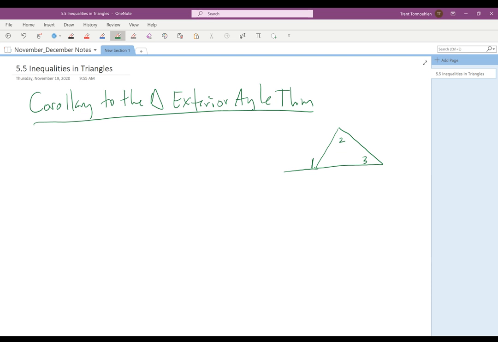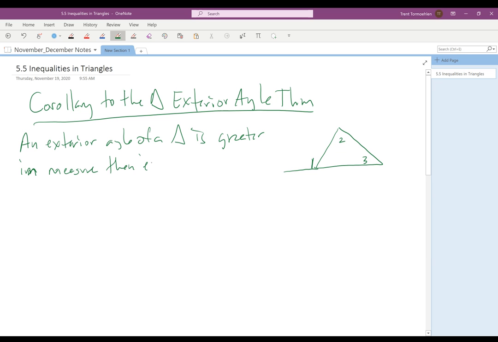Well, what the corollary to the triangle exterior angle theorem says is that an exterior angle of a triangle is greater in measure than either of the remote interior angles.